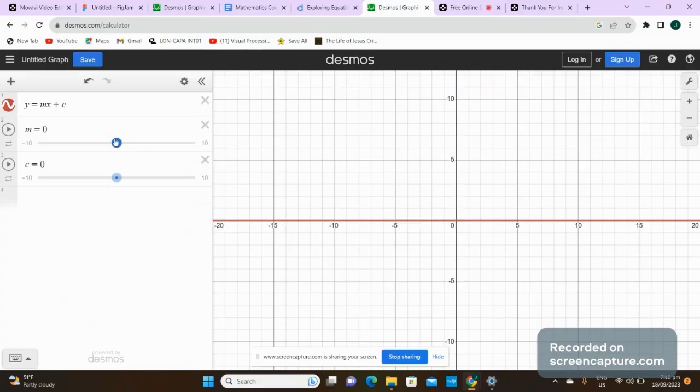Hey guys, today we're going to be looking at the linear equation. So the first thing we're going to show you is the equation up here, y equals mx plus c.